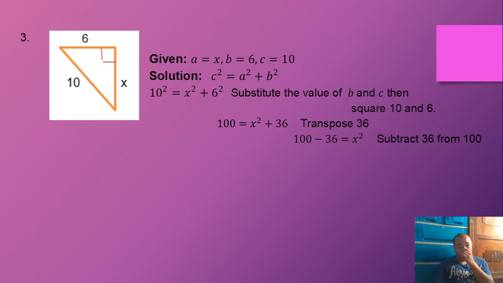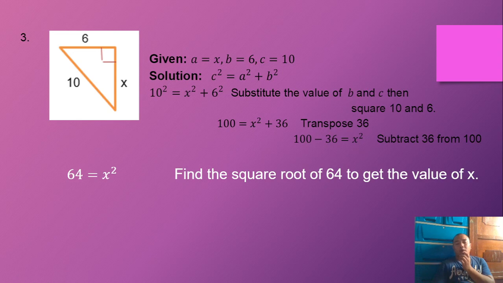Another right triangle whose sides are x, 6, and 10. What is x? So, we're trying to solve for the value of a, which is x, b is 6, c is 10. So, by the Pythagorean Theorem, c squared equals a squared plus b squared. Substitute the value of b and c. 10 squared equals x squared plus 6 squared. 100 equals x squared plus 36. Transpose 36. 100 minus 36 equals x squared, which is equal to 64. X squared equals 64, therefore x is equal to the square root of 64, 8. Therefore, side A is equal to 8 units.